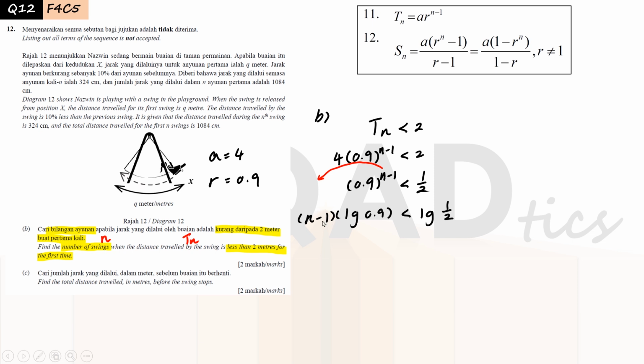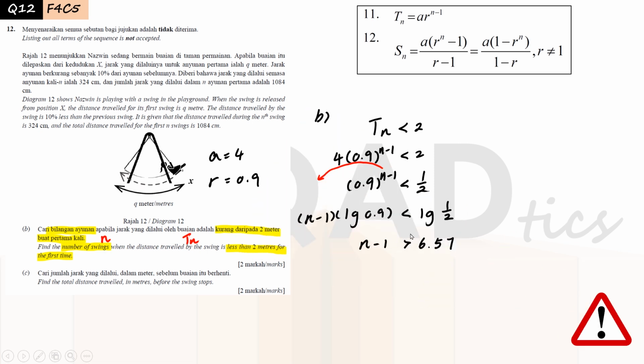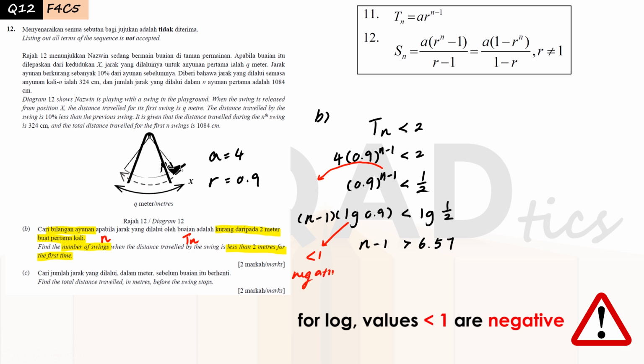So now things which are log n need to move to the right side. So this log 0.9, I'm going to move it to the right side, and you will see that the sign has changed. Okay, the reason is because for log values which are less than 1, all of them are negative. So if we move negative values to the other side, we need to change the sign. Okay, so you can try putting this into a calculator. You will see that it is a negative value.